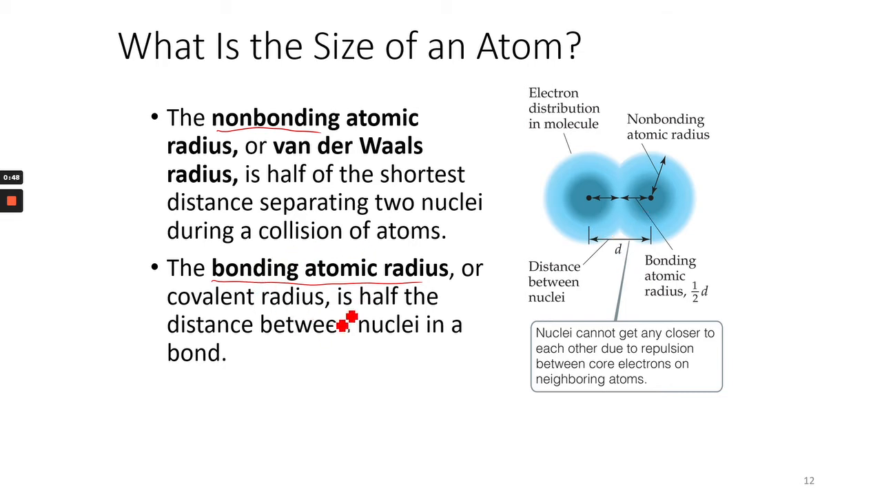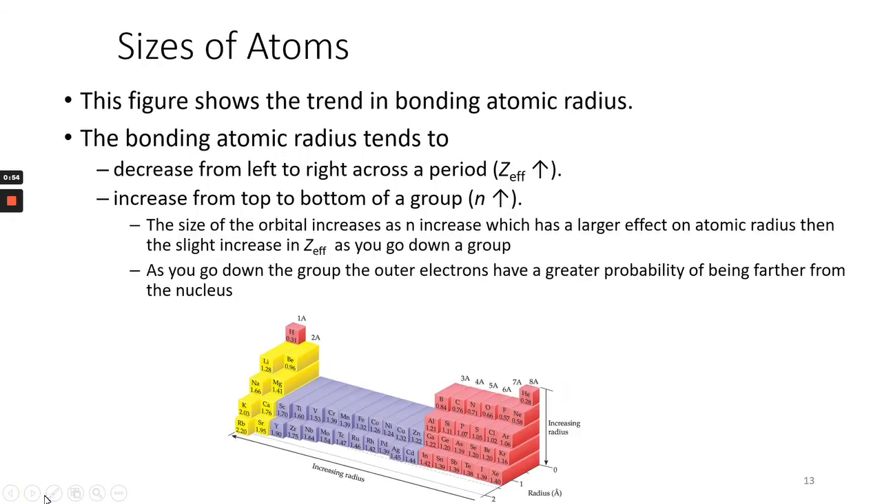Most of the time when we're talking about atomic radii, we're talking about the bonding one. So this figure down here shows the trends in the bonding atomic radius. The trend is that the atomic radius decreases as you move from left to right across a period.